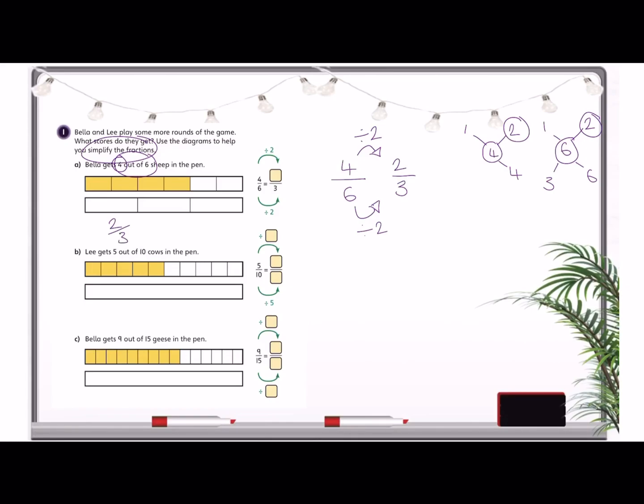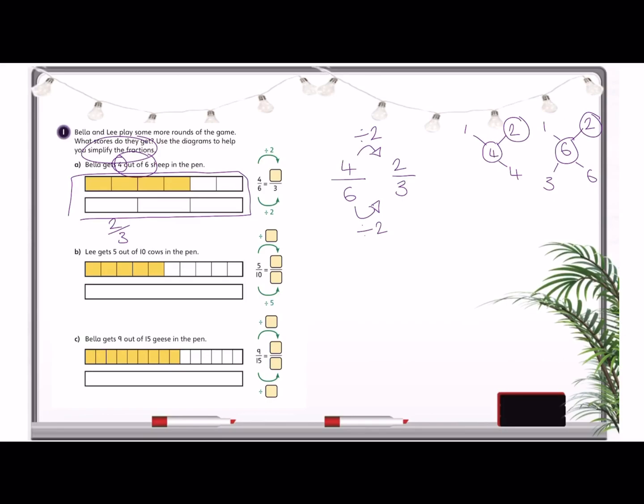And it's also given us, if we look here at this part, this is a bar model, just demonstrating that it's still exactly the same amount. It's not got any smaller or any larger. It's just a simplified form. Okay, so it's just putting it in the lowest common number that we possibly can.